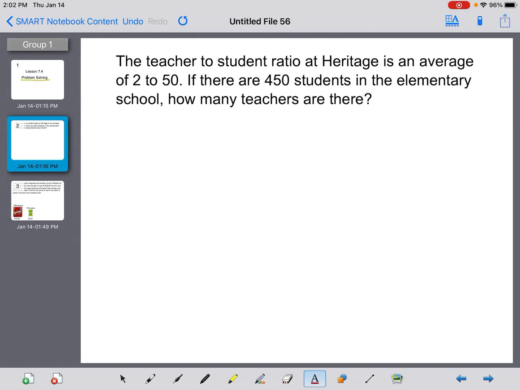So here's one where we're talking about ratio. The teacher to student ratio at Heritage is an average of 2 to 50. So that means we have 2 teachers for every 50 students. Now we're asked the question, if there are 450 students in the elementary school, how many teachers are there?